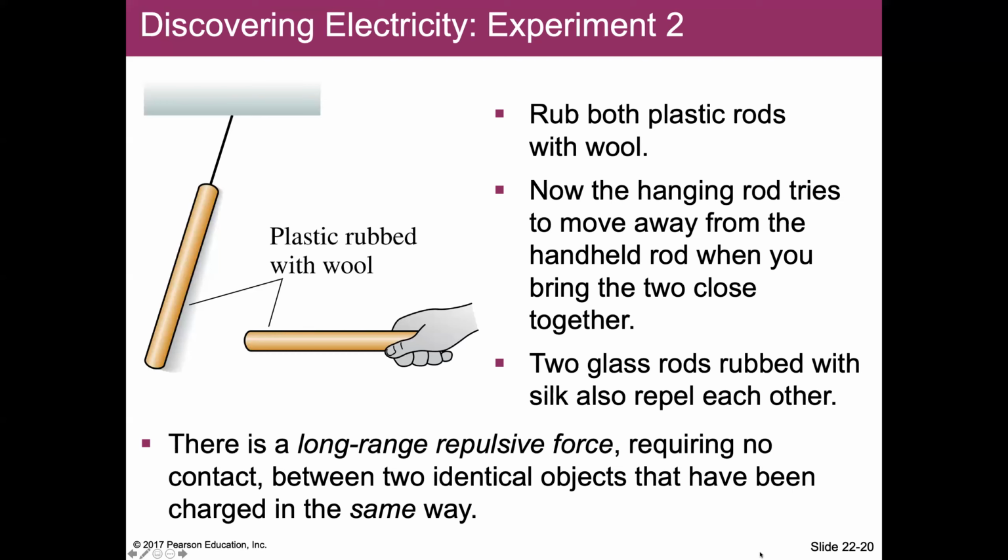So there's a long-range repulsive force requiring no contact between two identical objects that have been charged in the same way. And in later slides, we'll learn that once you rub this plastic rod with hair or wool, the rod is charged with negative charges. And negative charge repels negative charge. So they're repelling each other.